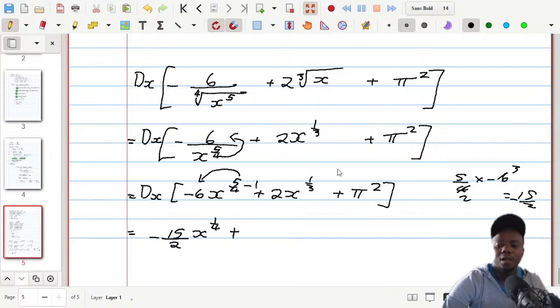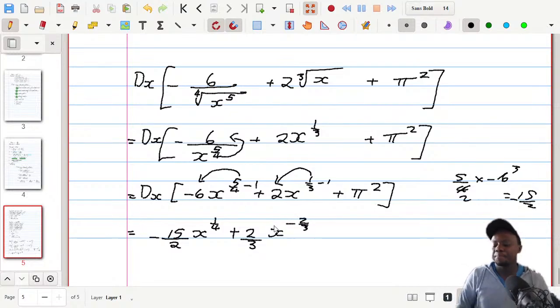Plus, multiply exponent with coefficient, that's going to give us 2 over 3 x. Subtract 1 from the exponent. You're going to get negative 2 over 3.